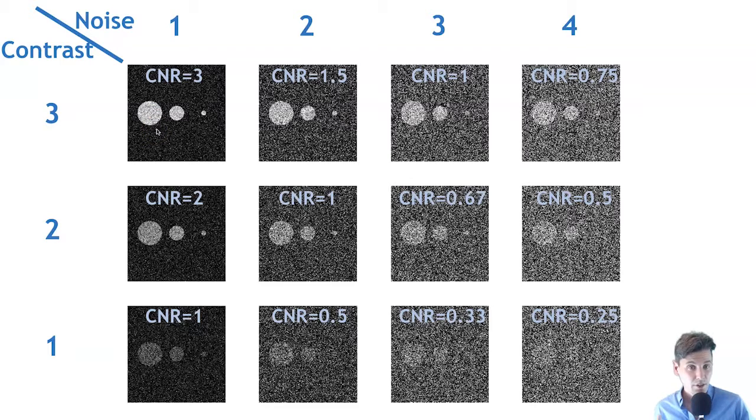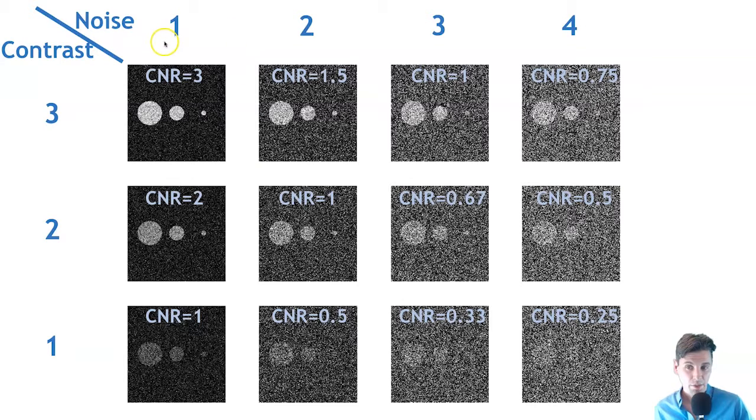And then the contrast to noise, like we talked about, is the ratio of that contrast level to the noise that's in the background here. So obviously if there's more contrast and less noise, it's going to be easier to see.